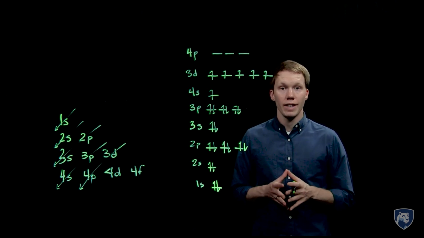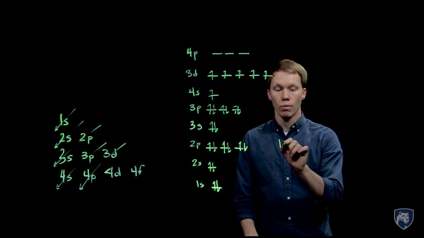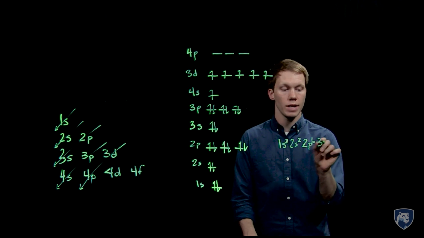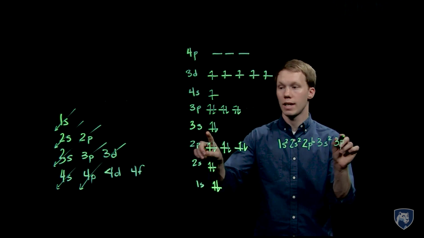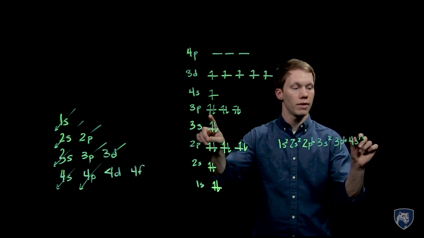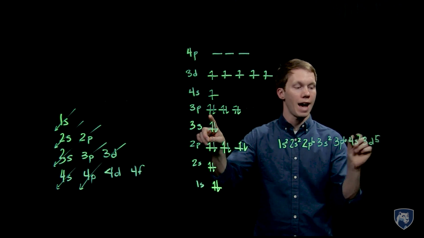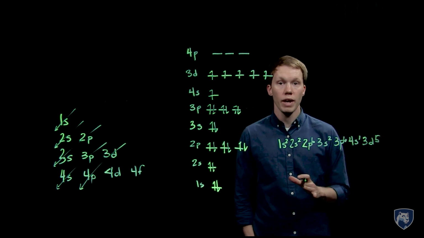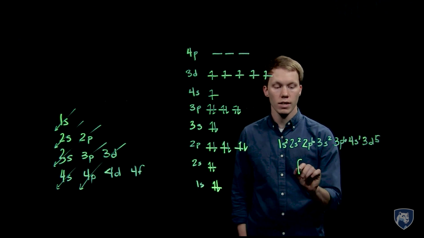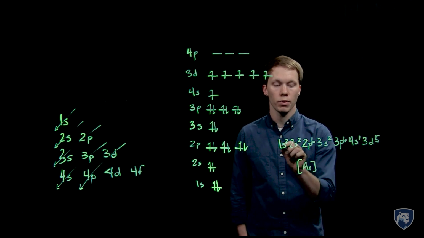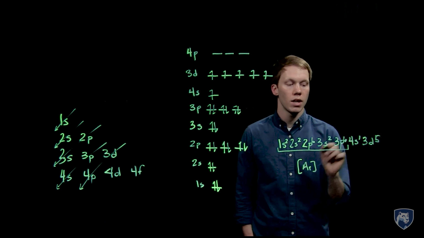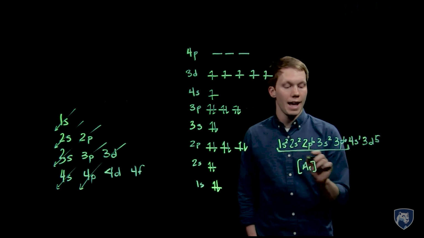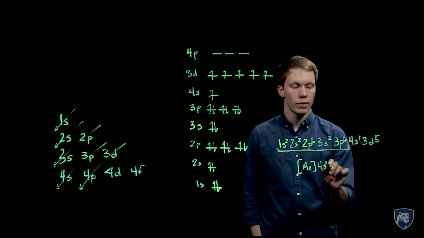We can write out the electron configuration in our text format: 1s2, 2s2, 2p6, 3s2, 3p6, 4s1, and 3d5. 5 electrons in that d shell. We can also write this with our abbreviated notation or our noble gas notation, and this would be noble gas of argon. It's the previous noble gas, and those electrons that are part of that noble gas configuration are those that I boxed here. And then we have 4s1, 3d5.